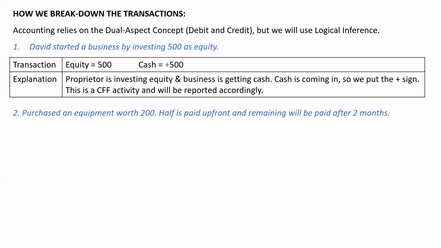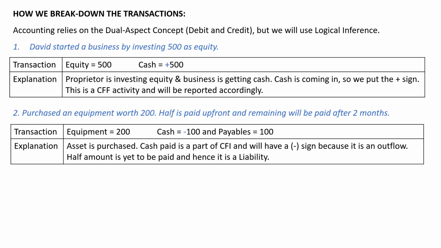Suppose David purchases an equipment worth 200. He pays half the money today upfront and he will pay the remaining after 2 months. Here we have three accounting components. First, we have an equipment that is an asset which is worth 200. We have paid half for it, which means cash is the second component. It is an outflow, so minus 100. Then we have a liability of 100, which is our third component.